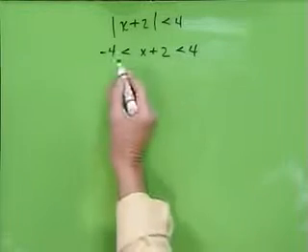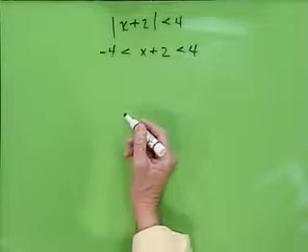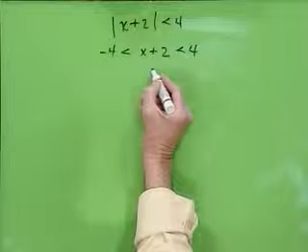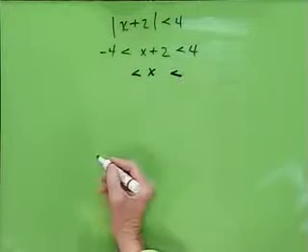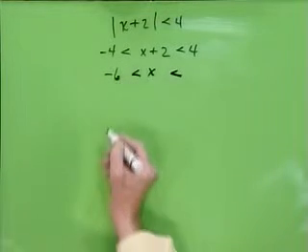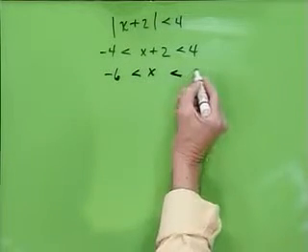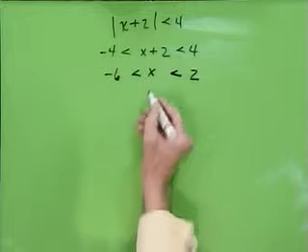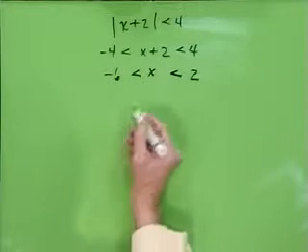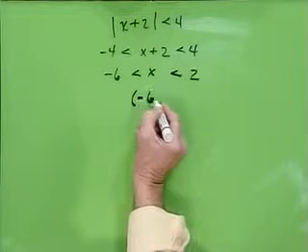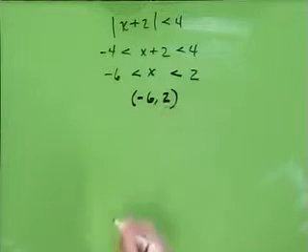4. So now what I have is a double inequality, and to solve this, I'm going to subtract a 2 from all three expressions. So this becomes a negative 6, just an x in the middle, and I have a 2 over here. And this means I'm talking about solutions that are bigger than negative 6 and smaller than 2. So I'll write that as the interval negative 6 to 2.